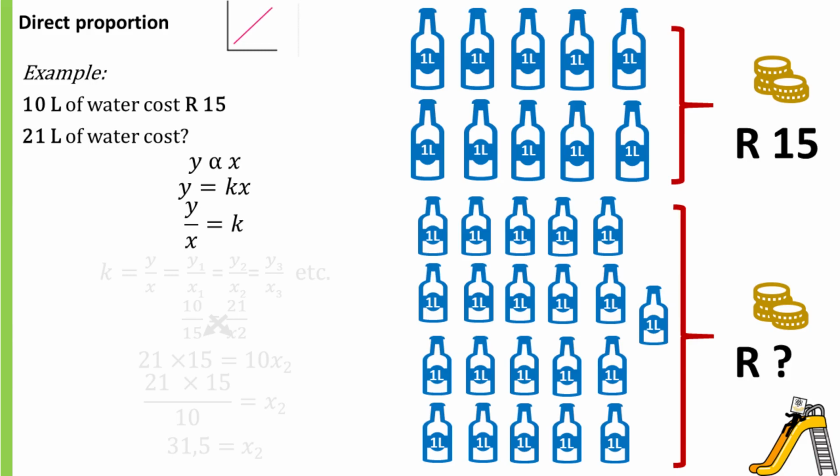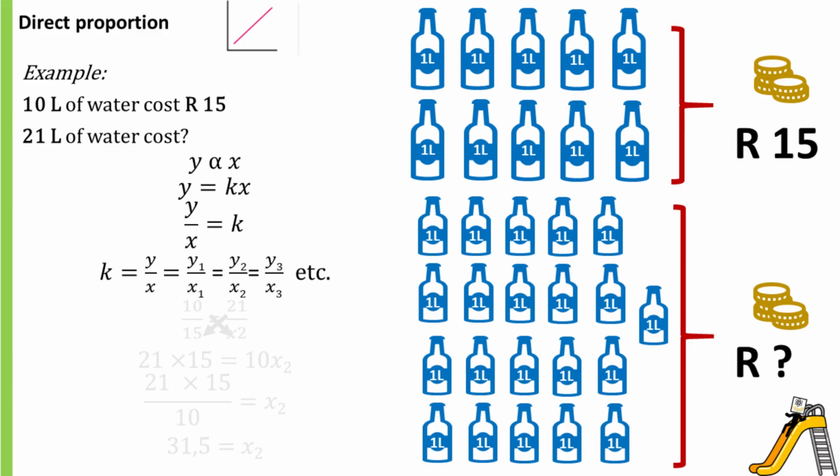And that is how we get that k is equal to y over x, is equal to y1 over x1, is equal to y2 over x2, and is equal to y3 over x3, because k will always be the same regardless of our value of liters of water that we add onto the y.